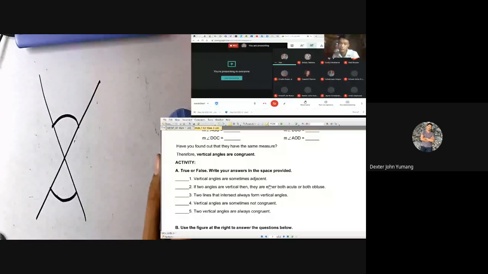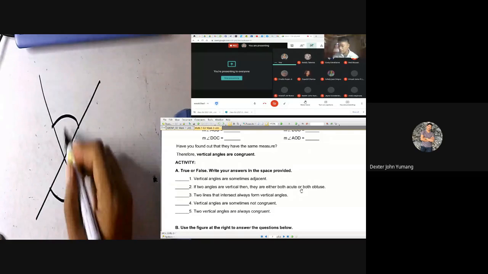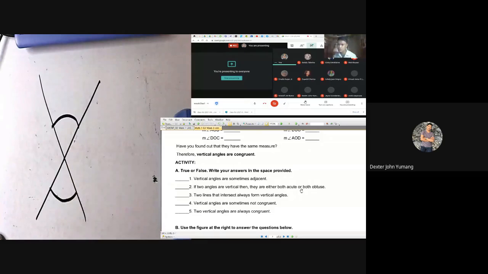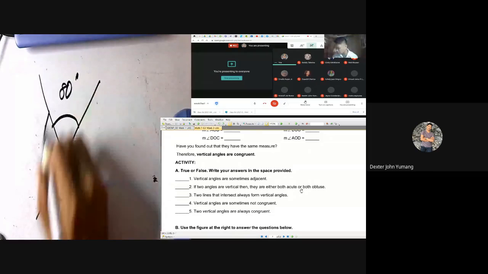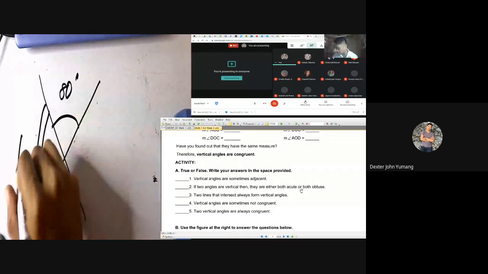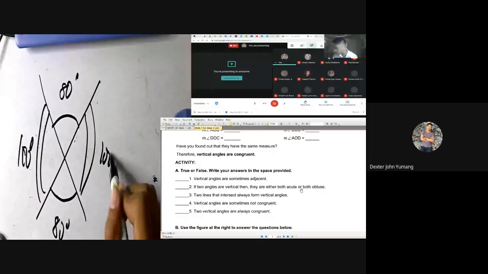Okay, next, number 2. If the two angles are vertical, then they are either both acute or both obtuse. So, pag sinabi mong acute, less than 90. Pag sinabi mong obtuse, greater than 90. Totoo ba na ang vertical angle, ang nabubuo niyang angles is pwedeng acute at saka pwedeng obtuse? Yes or no, or true or false? Ang question dito, ang vertical angles daw, nakakabuo siya ng dalawang angles. Pwedeng acute, pwedeng obtuse. Tulad ng ginawa natin kanina na example, this is 80. This is example of an acute. Dapat 80 din dito. Dito naman sa kabila, this is 100. This is obtuse. Dapat dito din sa kabila, obtuse. So, totoo ba na nakaka-create siya ng obtuse at saka acute? True or false?